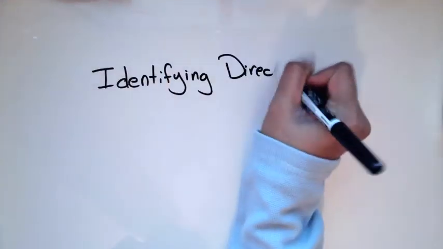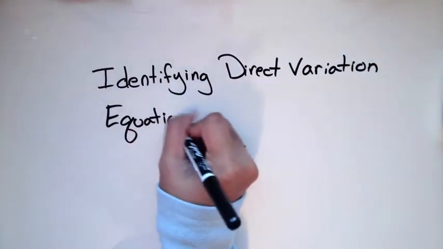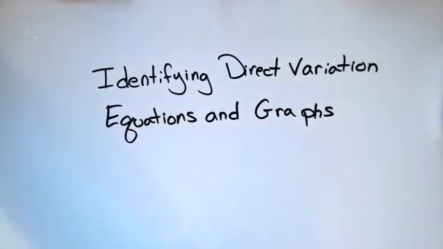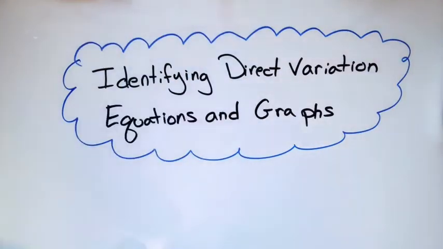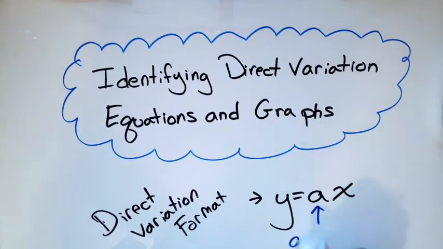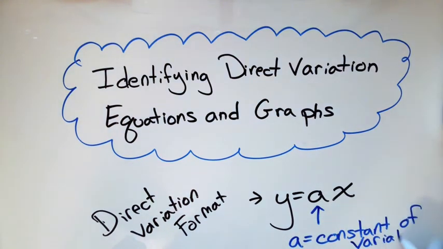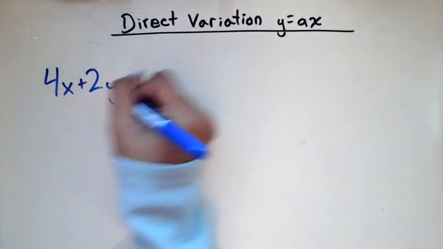We're going to start learning direct variation today. Direct variation means that you're going to put your equations into the y equals ax format. You can only have it that way. This shows you that the y-intercept is always going to be 0. As you can see, there's no plus b. The slope is also known as a constant of variation, which we're going to refer to as a.